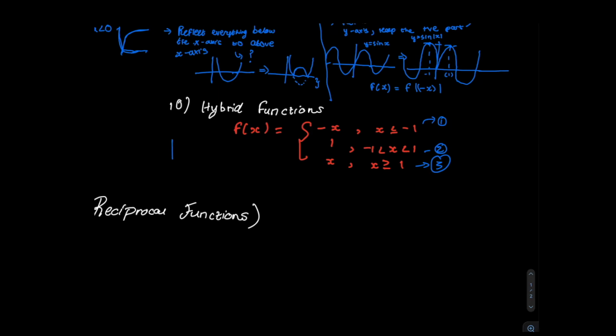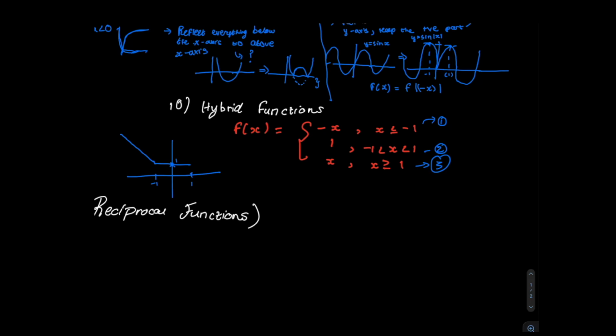So if I take this graph, for x less than or equal to -1, let me just mark -1, we're sketching negative x. So the graph will look something like this. This is basically a linear function, and it's super simple to sketch. And between -1 and +1, we're sketching the graph y is equal to 1. So y is equal to 1 would be something like this. So this y-intercept would be 1.